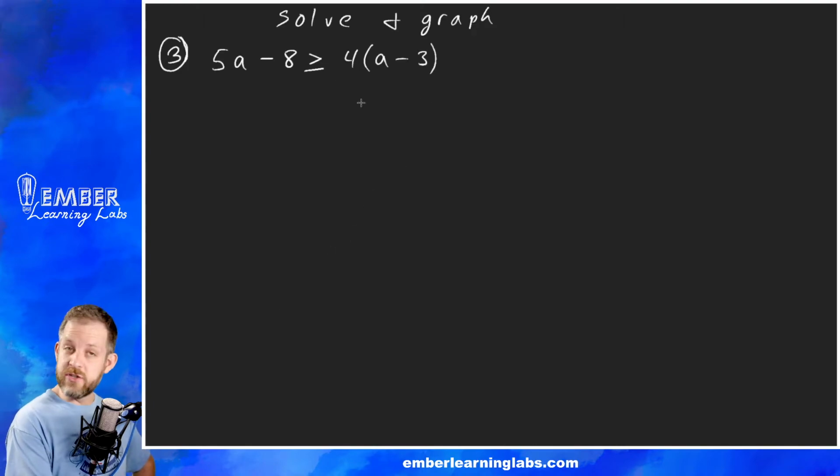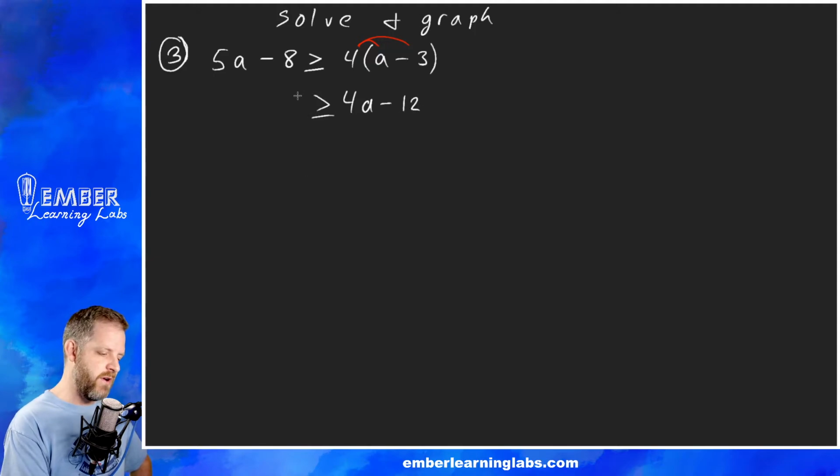Okay, so let's distribute that 4, right? Now we're going to distribute the 4. 4 times a is 4a. 4 times negative 3 is negative 12. Bring down greater than or equal to and all the rest.